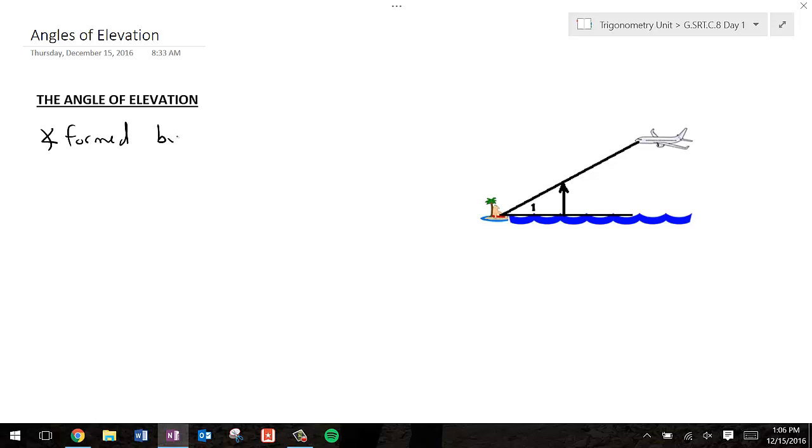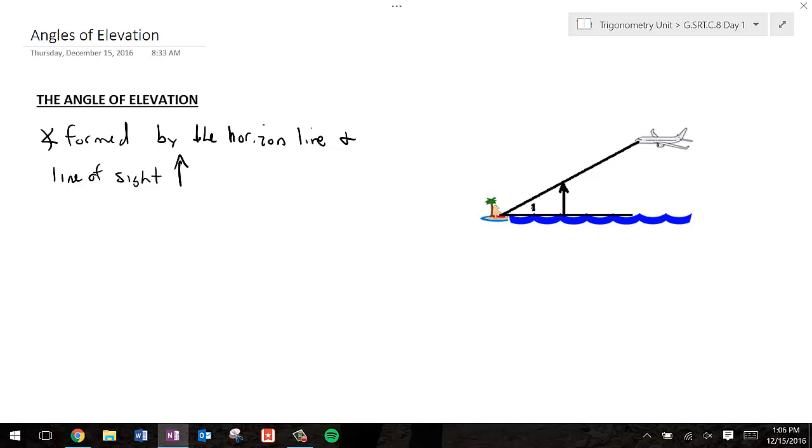So formed by what's called the horizon line. Or if you were to look out onto the horizon, like say at the beach or something like that. So it's the horizon line and the line of sight upward. So the line of sight up. In our picture here, our angle of elevation is angle 1, where the horizon line is the C, and the guy looking up at the plane would be that elevated line of sight.